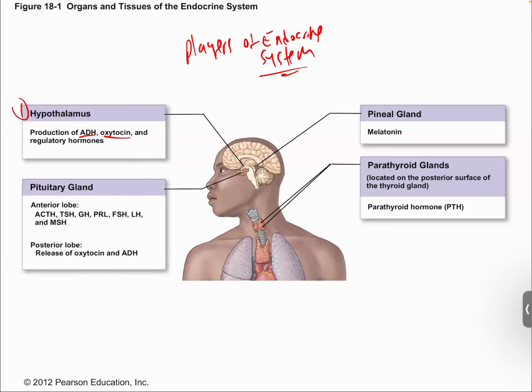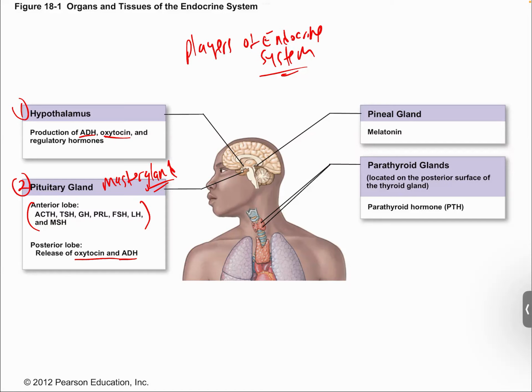Now, next to the hypothalamus and actually attached to it is the pituitary gland. This is basically what we refer to as the master gland. And the pituitary will basically make and release a series of hormones. So from the anterior lobe, it's going to make all of these hormones. So you can see it's going to be making ACTH, TSH, GH, PRL, FSH, LH, and MSH. Whatever those mean, we'll learn about those here in just a second. On the posterior side, it doesn't make, but it releases the oxytocin and the ADH that the hypothalamus made. Okay, so it's releasing all of these hormones, 9 in all.